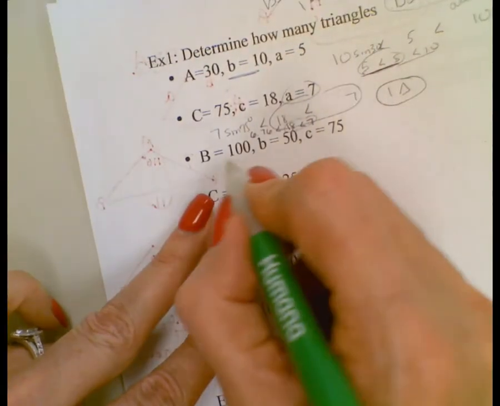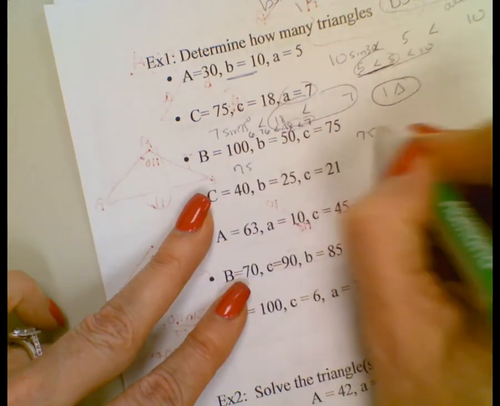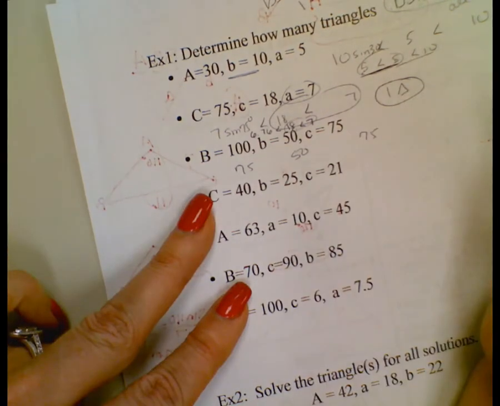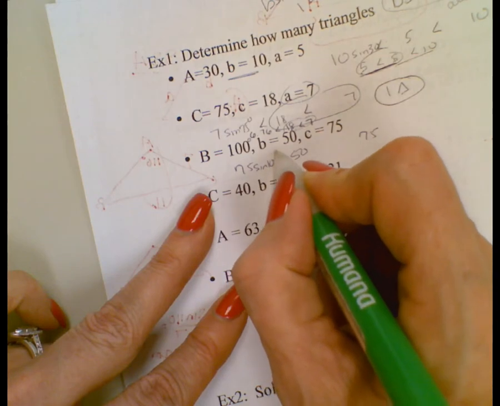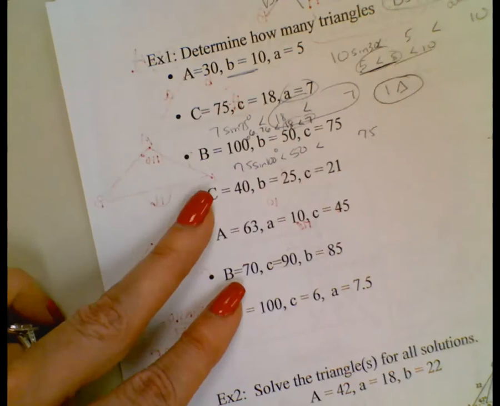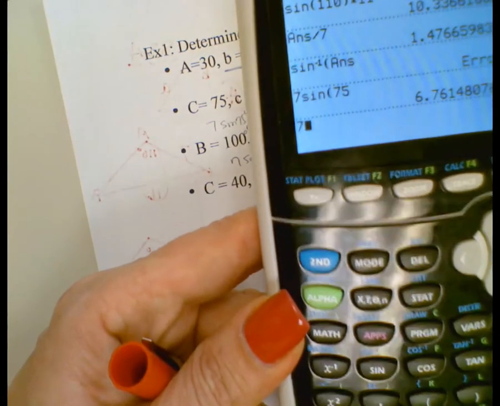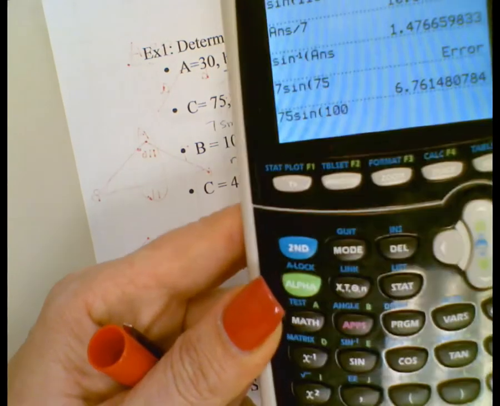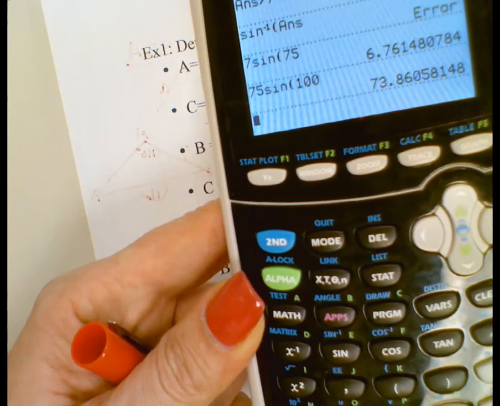Okay, this next one, the oddball one, 75. This is the adjacent side. Put that around the ends. You put 50 in the middle. And put sine of 100 degrees. This is an angle. Sine of 100 degrees in the front. So it looks like 50 is less than 75, so that's good. We're checking this first part. 75 times sine of 100, and you get 73.86.